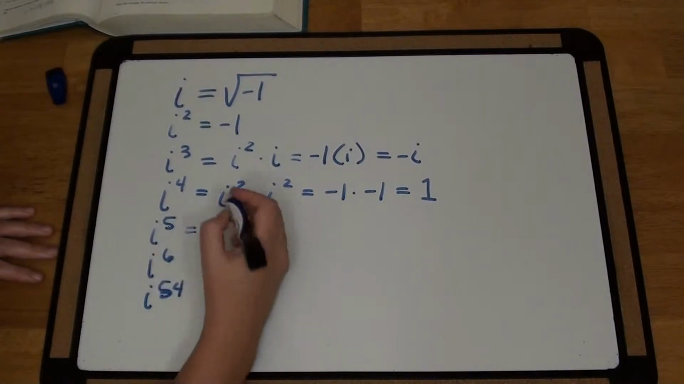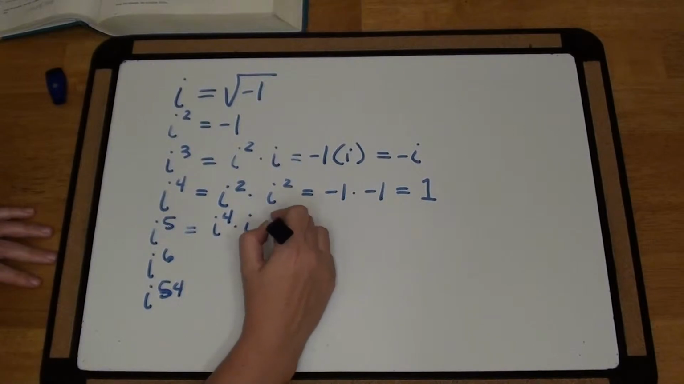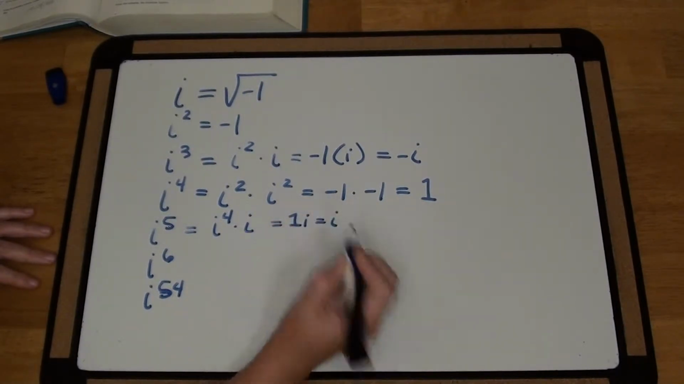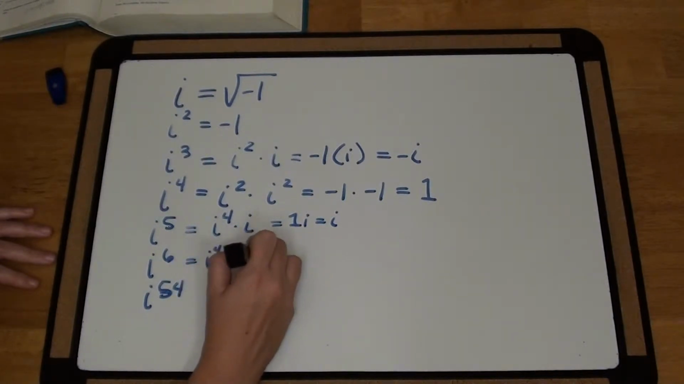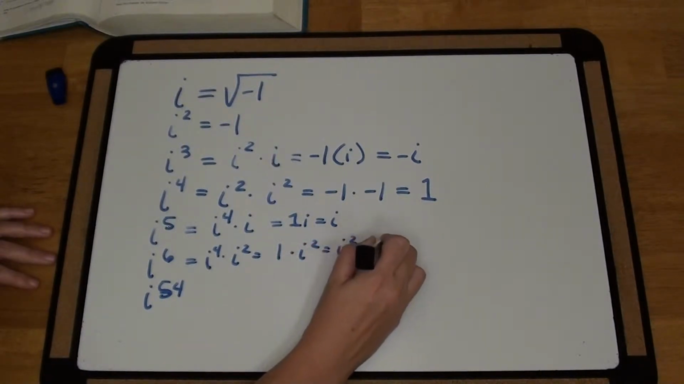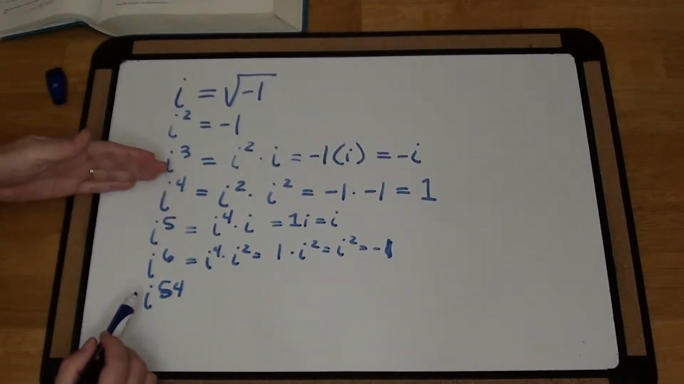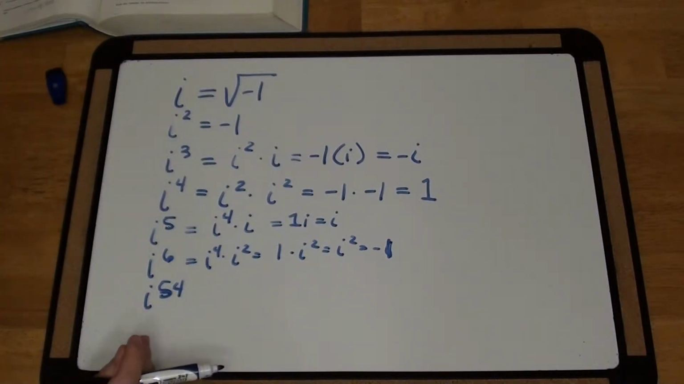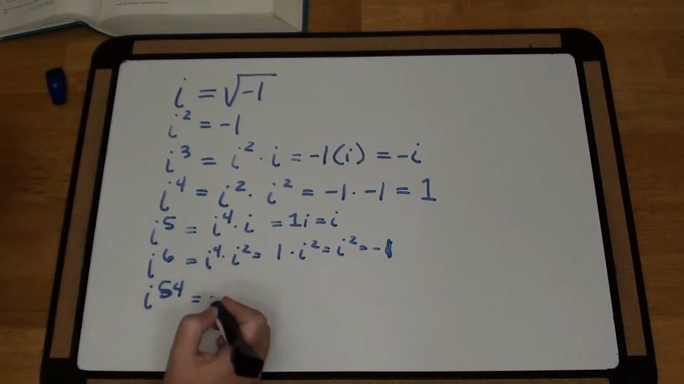i to the fifth is i to the fourth times i. Well, i to the fourth is 1, so it's 1 times i, so it's i. i to the sixth is i to the fourth times i squared, which is 1 times i squared, which is i squared, which is -1. So once you get past i to the fourth power, they all reduce back down to i to the first, i squared, i cubed, or i to the fourth. They all reduce.